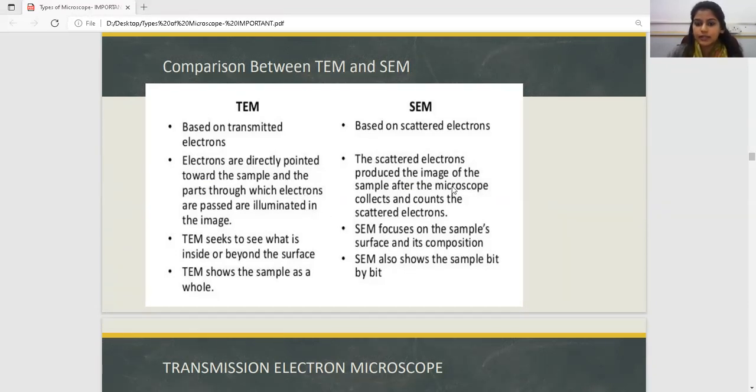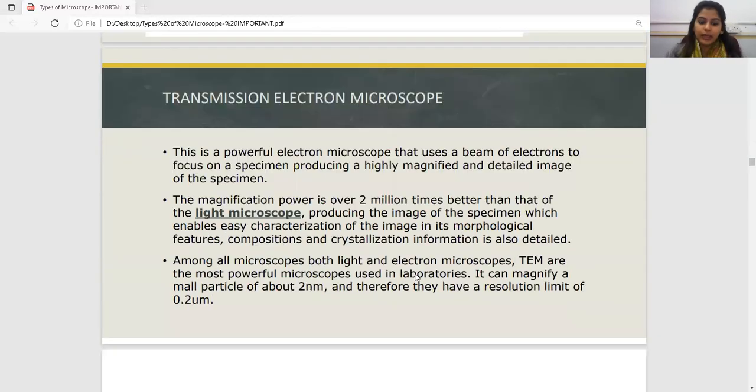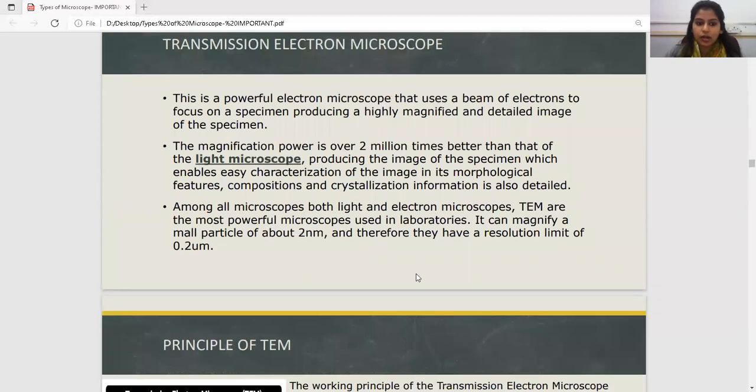But in the case of scanning electron microscope, scattered electrons are focused mainly. Here in TEM, we can analyze the sample as a whole, but in the case of SEM, we can analyze the sample bit by bit only. Here we have the explanation for the transmission electron microscope in a very brief manner.